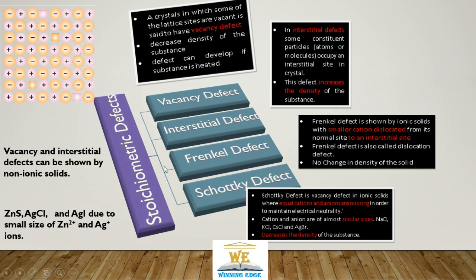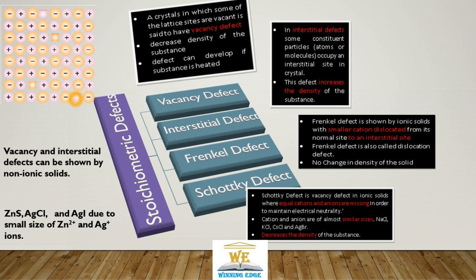Here is the defect: a missing cation, a missing anion, a missing anion, a missing cation. So equal numbers of cations and anions are missing in a Schottky defect. These are defects in stoichiometric compounds, and these defects maintain the stoichiometry.